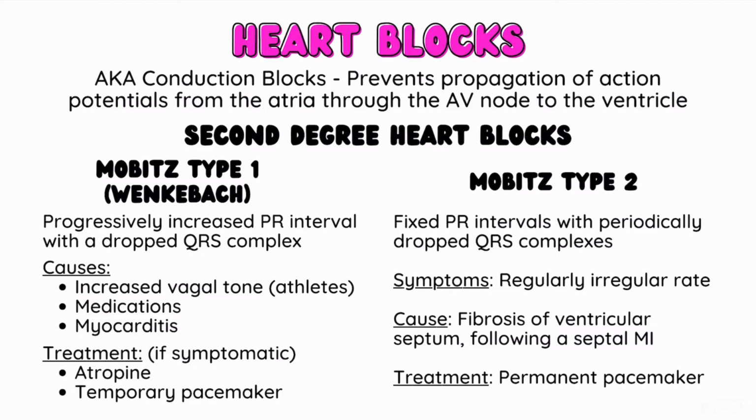Mobitz type 2 heart blocks are generally caused by fibrosis of the ventricular septum, or wall between the two ventricles, following a septal myocardial infarction. These heart blocks always require a permanent pacemaker because they can progress to a third degree or complete heart block.